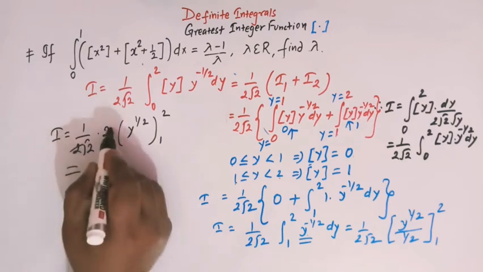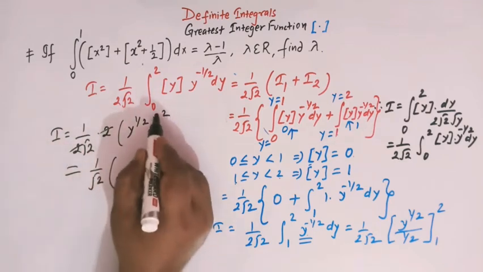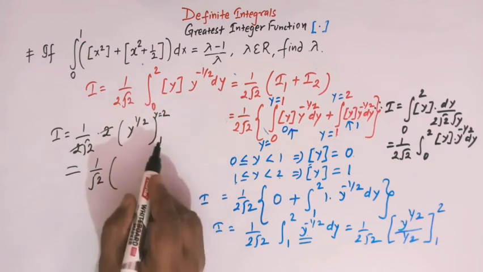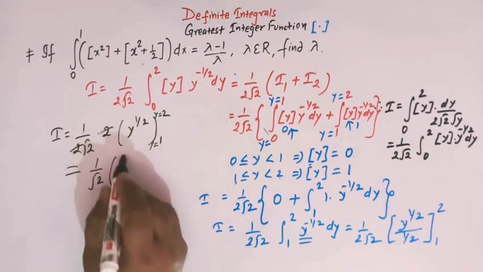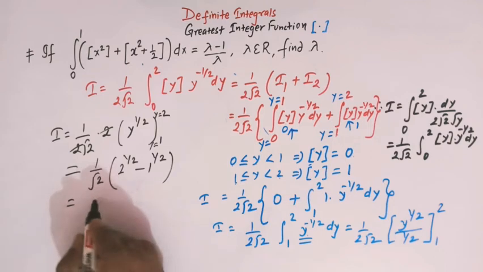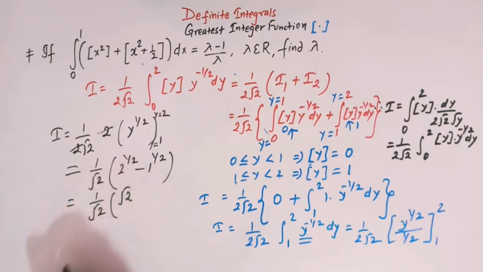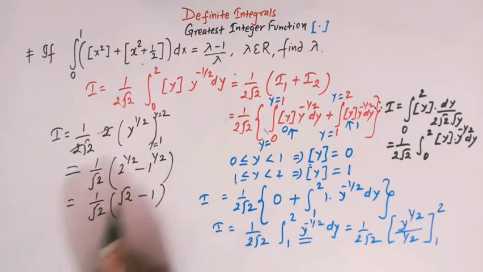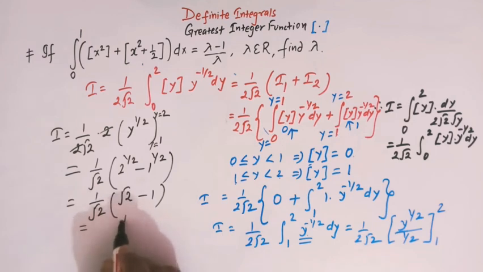And this 2 and this 2 get cancelled, 1 over root 2, and when we substitute the limits and take the difference, here we have 2 raised to half minus 1 raised to half, and we have 1 over root 2, and this is square root of 2 minus 1, because square root of 1 is 1, right? So this can be written as square root of 2 minus 1 over square root of 2, right?